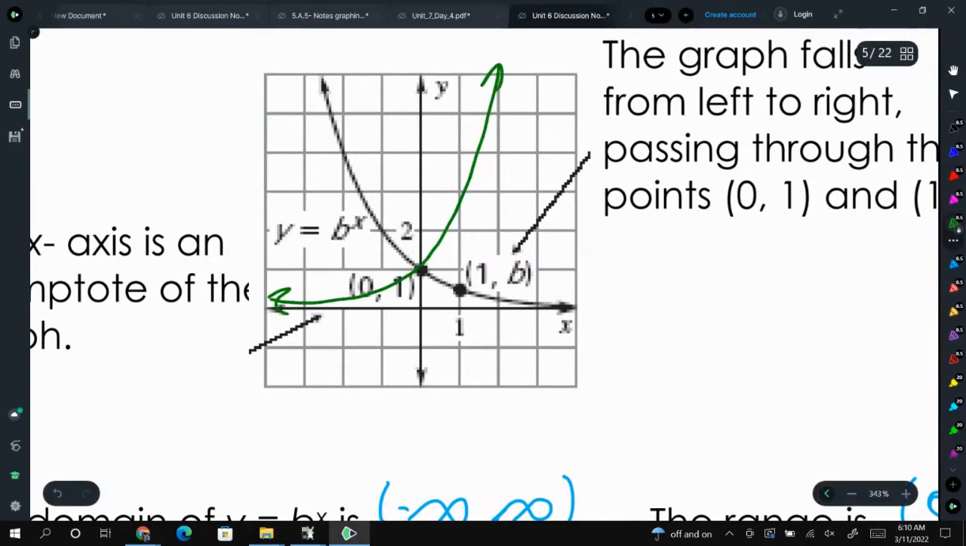And you can kind of see that it reflects over the y-axis, but we're not going to call it that or talk about reflecting over the y-axis. We're just going to know the general shape. This green line is an exponential growth function, and the line that is blue here, that is a decay function. So that's how you can tell from a graph if you have exponential growth or decay.